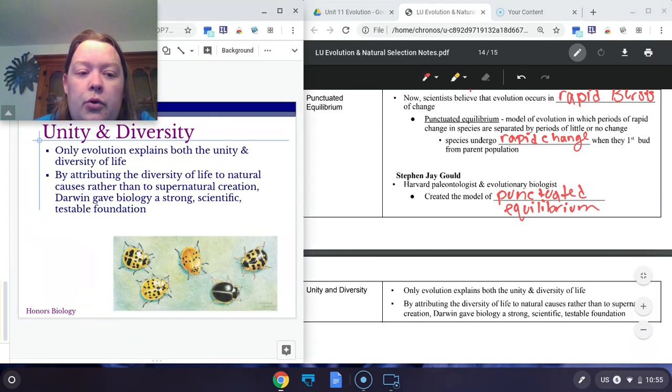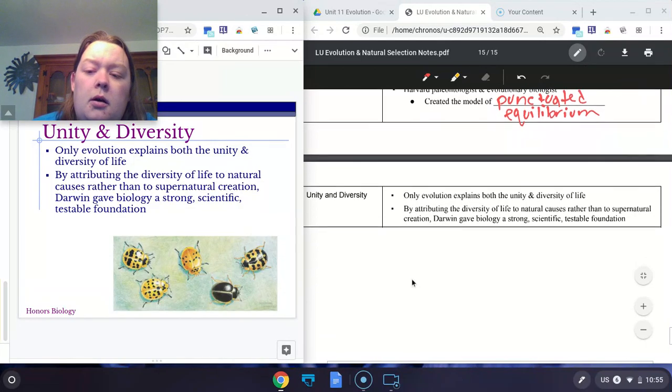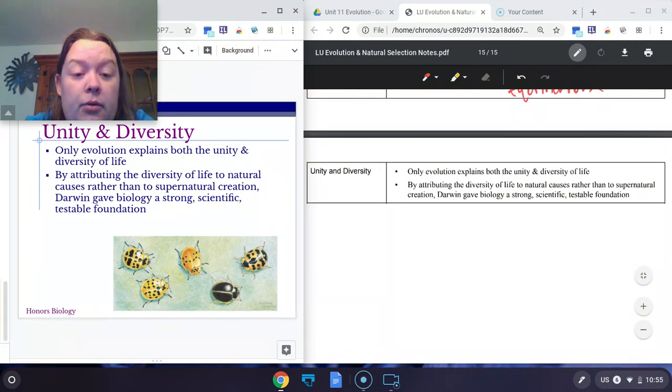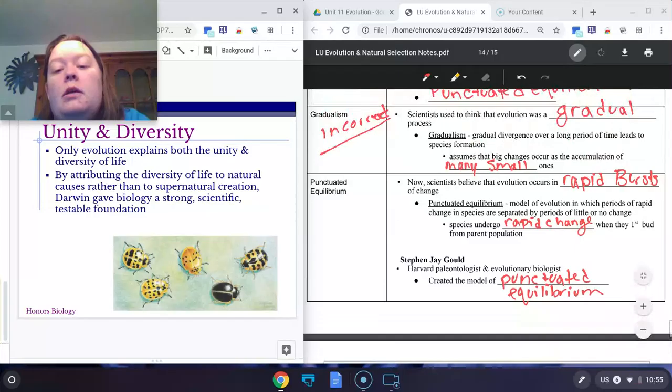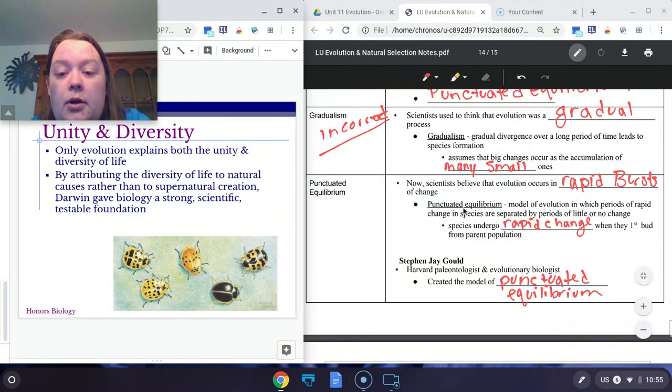So just to conclude, only evolution explains both the unity and diversity of life, attributing the diversity of life to natural causes rather than creationism. There are strong, different scientific foundations that suggest that evolution is true. However, it is only a theory, meaning that something could happen to cause the theory to change, kind of like the idea from gradualism to punctuated equilibrium. Some new data came up that supported the change of ideas.